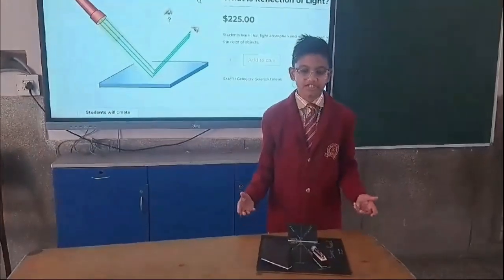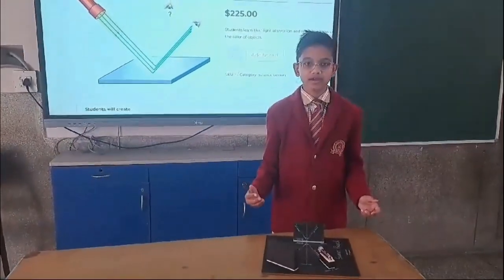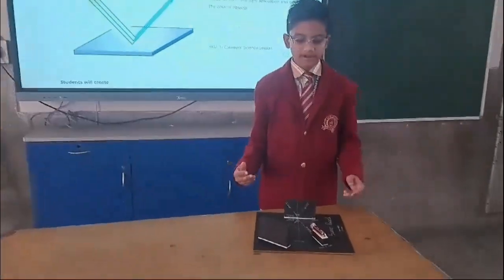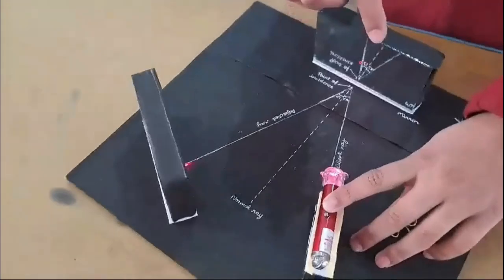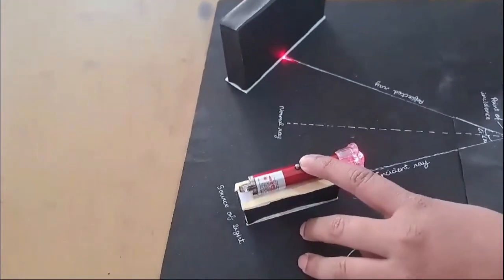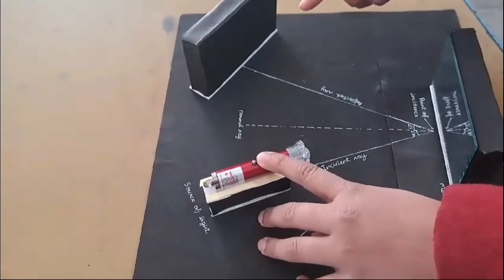My project name is Reflection of Light. When light falls onto a surface, all or part of it is thrown back from the surface, which is called reflection of light. When I turn on the switch of the light source, the light falls onto the mirror. These rays are called incident rays, and when the mirror reflects the light, the path is called the reflected rays.